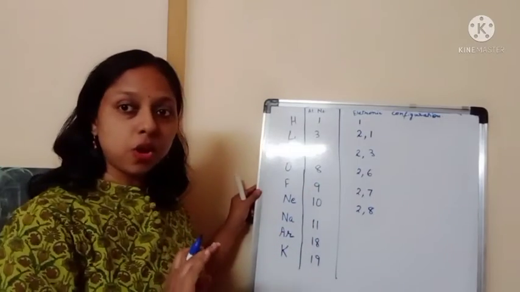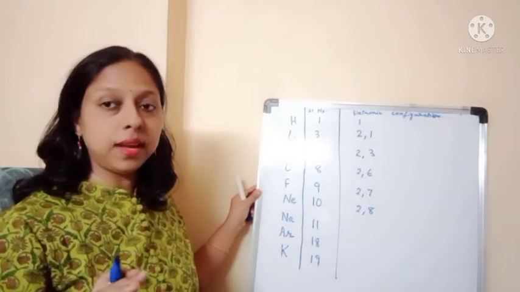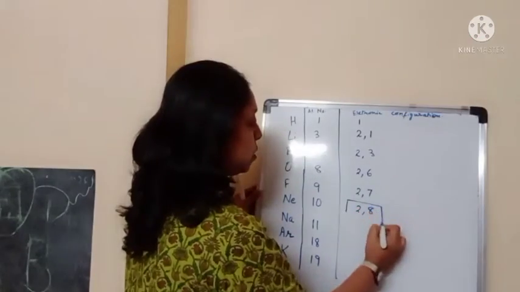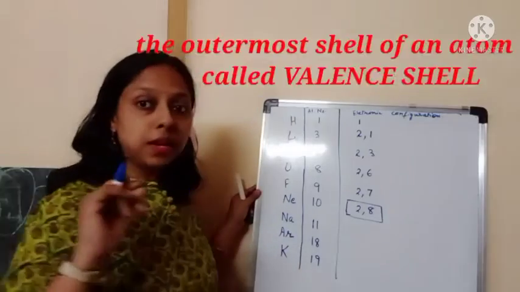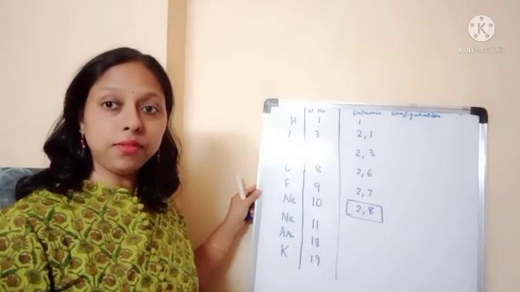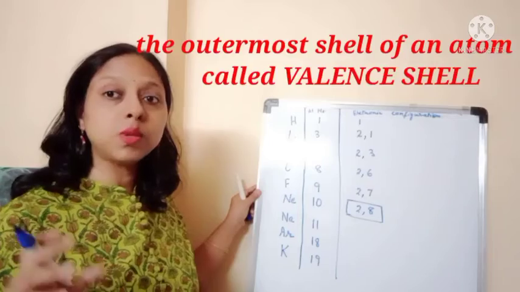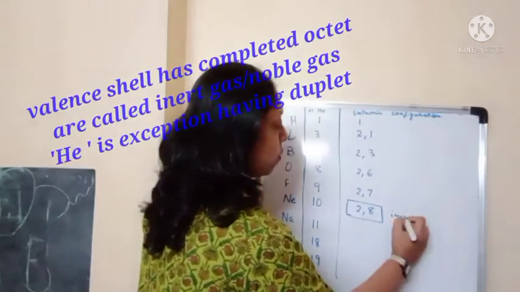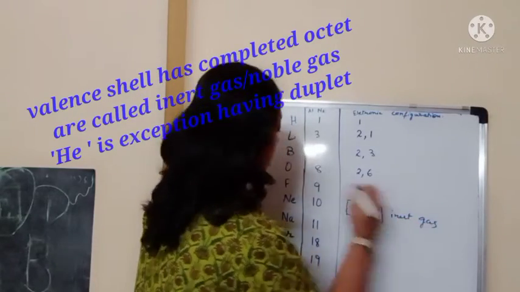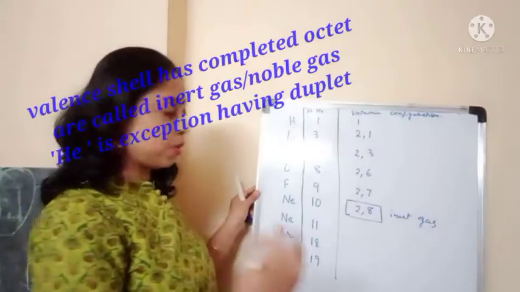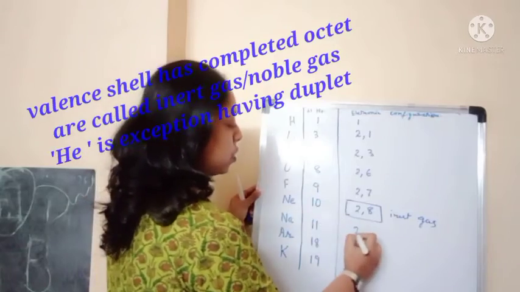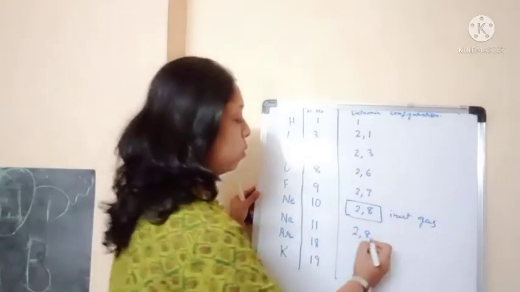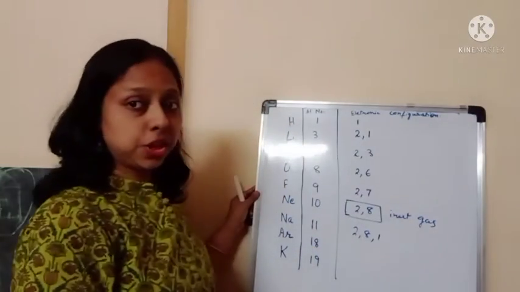So here the octet configuration is fulfilled, that is the valence shell has 8 electrons. So where the valence shell is completely filled, we call those atoms inert gas or noble gas. Okay, this is one inert gas. Next comes sodium. So 10, 11. So 2, 8, the second shell is completely filled. Now the electron will go to the third shell.